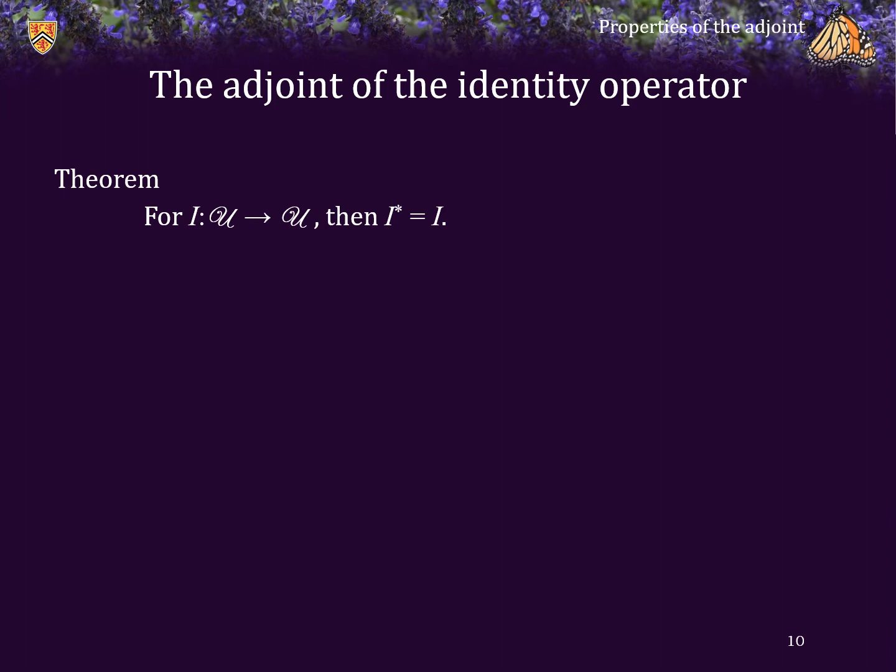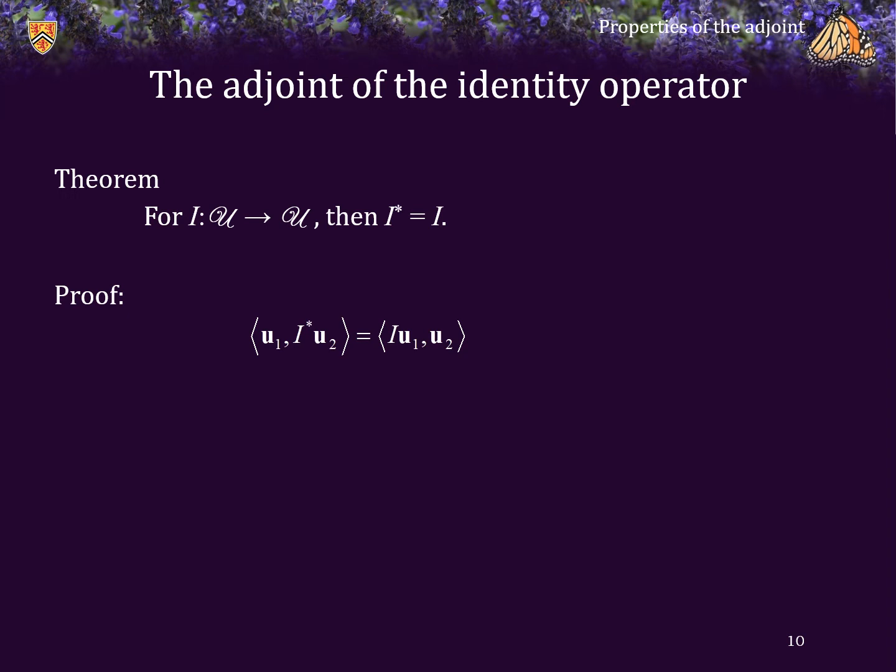Theorem. If I is the identity operator mapping a vector space onto itself, then the adjoint of I is itself. Proof. Well, by definition, the adjoint of I is that linear operator I star such that the inner product on the left-hand side equals the inner product on the right-hand side.